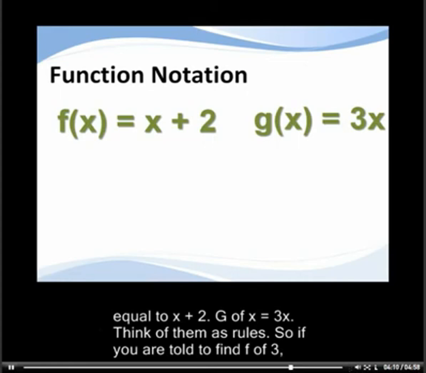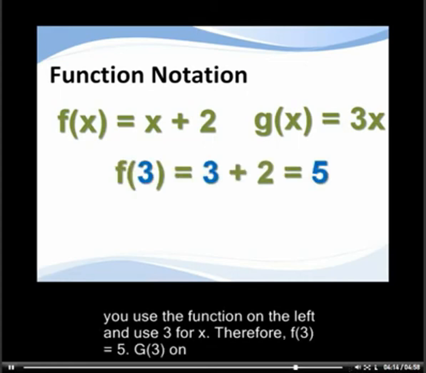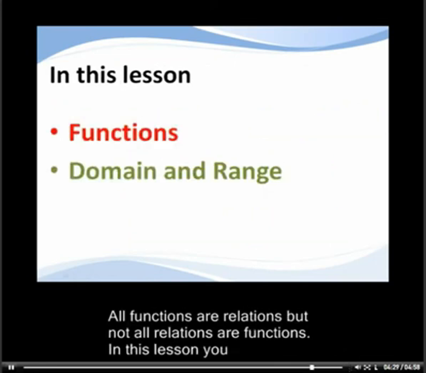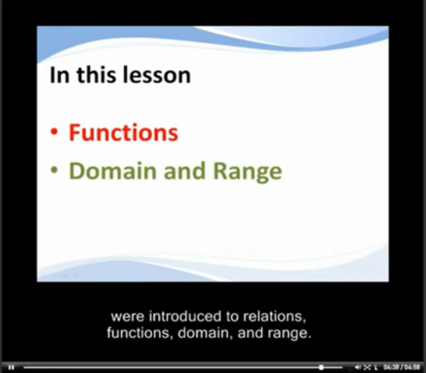So if you are told to find f of 3, use the function on the left and use 3 for x. Therefore, f of 3 is equal to 5. G of 3, on the other hand, is equal to 9. We will revisit this idea in the next lesson on functions. All functions are relations, but not all relations are functions. In this lesson, you were introduced to relations, functions, domain, and range.